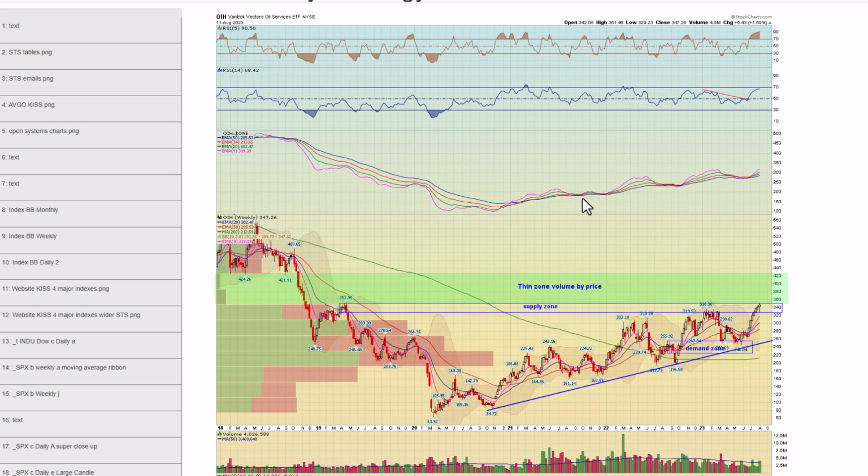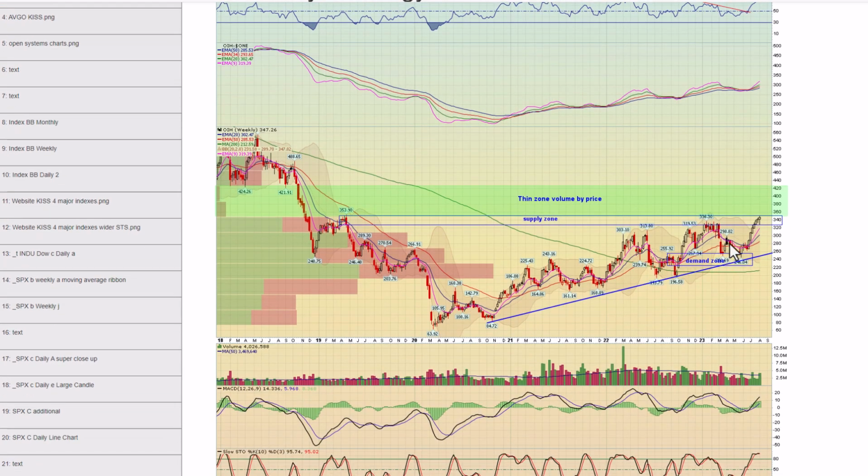Next, Jabber 72, there's the weekly view of oil services, which I've showed this chart over the last couple months. Beautiful rally off that demand zone back in May. It's now into this supply zone. I would love to see a pullback here, but maybe we don't. Maybe we break into this area.